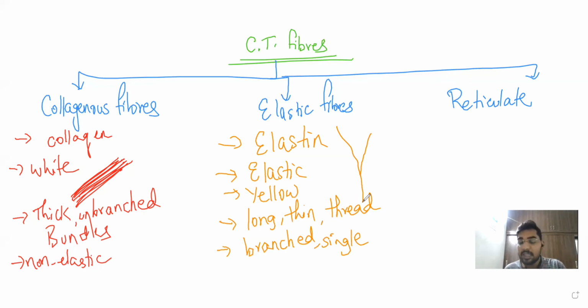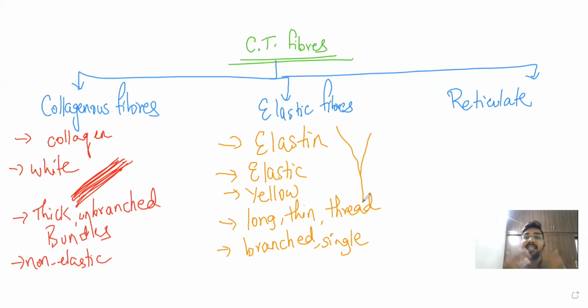So where are these elastic fibers found? Again, these elastic fibers are found in the skin itself. For example, if I stretch my skin and leave it, it comes back to its original position. You can just pinch your cheeks and see. After I pinch the cheeks, it goes back to its original position, like after I stretch a rubber band and leave it, it comes back to its original position.